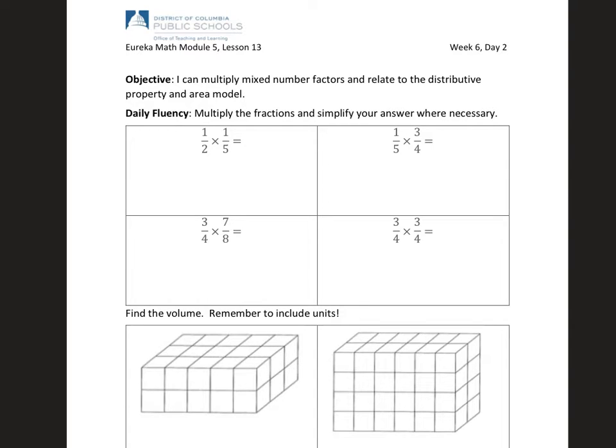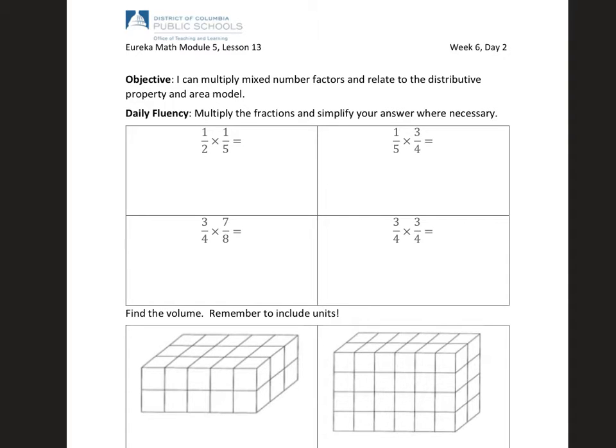So for the daily fluency, we are going to multiply fractions and simplify where necessary. Okay, so go ahead and if you're still struggling with this, you can work through it with me, or you can pause the video here and complete the problems and then go over them with me, which I would really like for you to do that. And I know that the majority of you are able to.